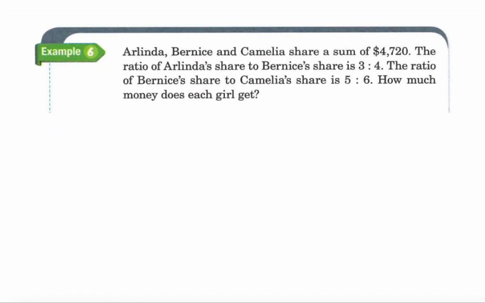Let's take a look at example 6 from your book. It says Arlinda, Bernice, and Camelia share a sum of $4,720. They all share that together. That's their sum, their total. So later on when we make our little table, that'll be under the total side probably.